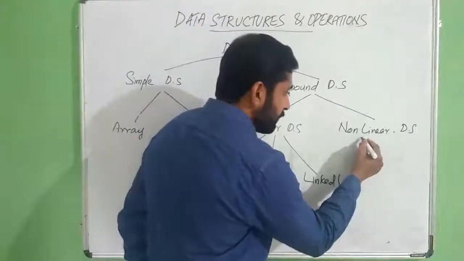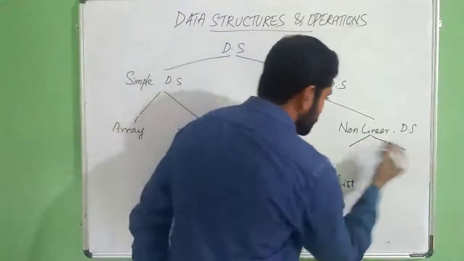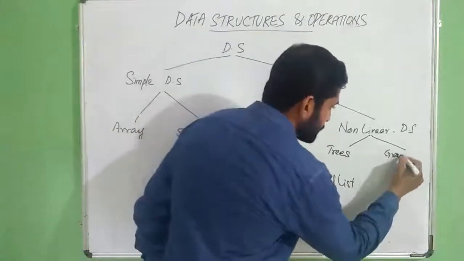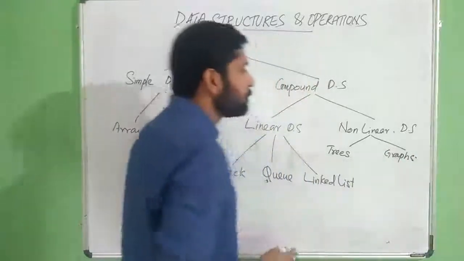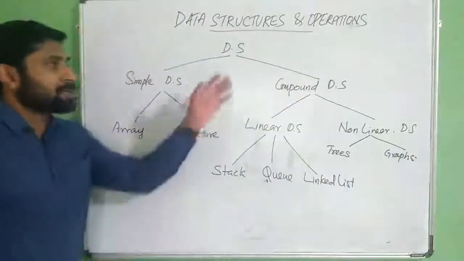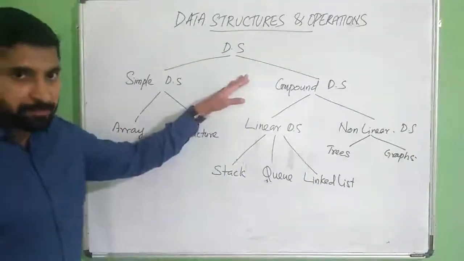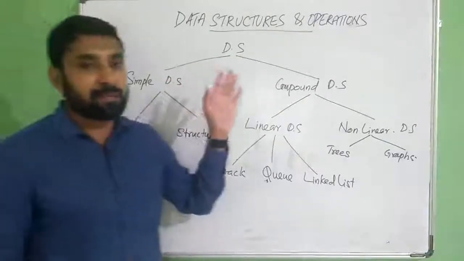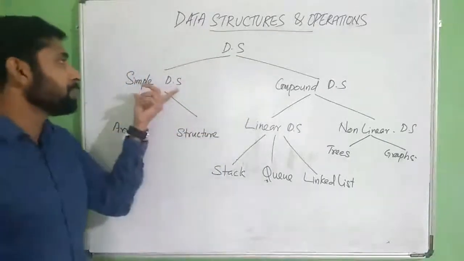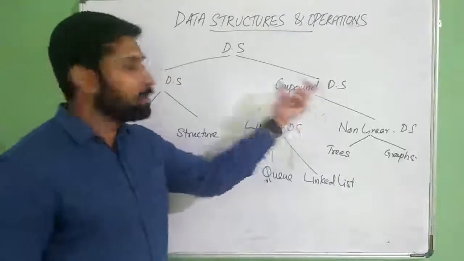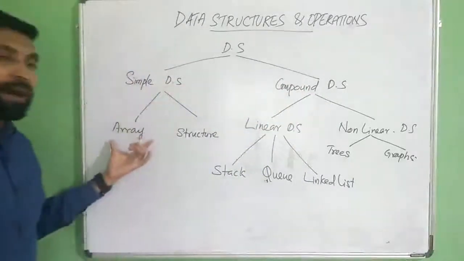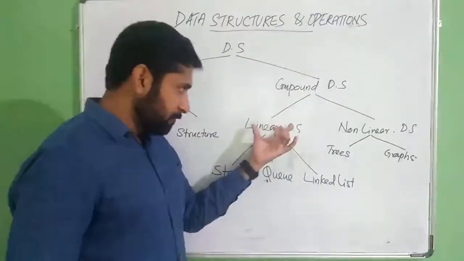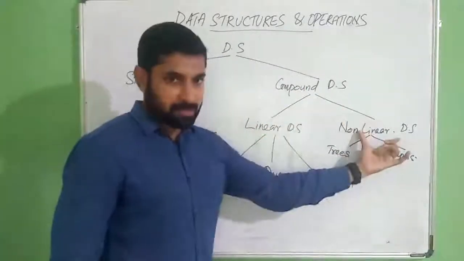And here we have trees, graphs. So this is the classification of data structures. Depending upon their complexity, they are classified into simple data structure and compound data structure. In simple data structure we have array and structure. In compound data structure we have linear data structure and non-linear data structure.